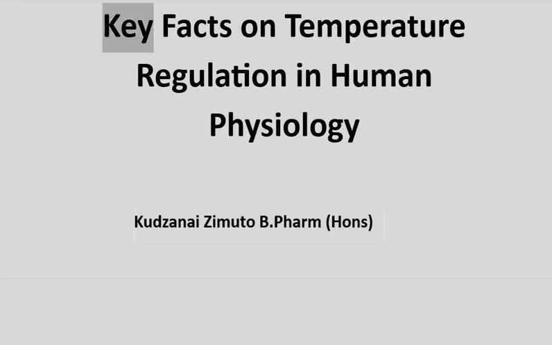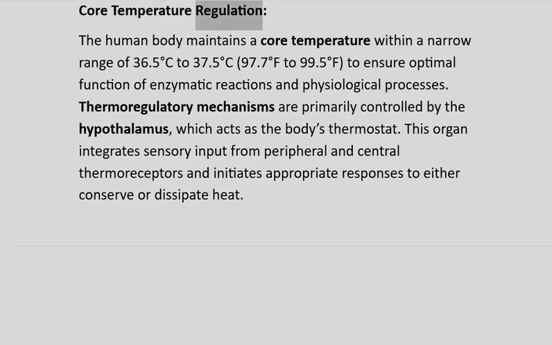Key facts on temperature regulation in human physiology. Core temperature regulation. The human body maintains a core temperature within a narrow range of 36.5 degrees Celsius to 37.5 degrees Celsius, 97.7 degrees Fahrenheit to 99.5 degrees Fahrenheit, to ensure optimal function of enzymatic reactions and physiological processes. Thermoregulatory mechanisms are primarily controlled by the hypothalamus, which acts as the body's thermostat. This organ integrates sensory input from peripheral and central thermoreceptors and initiates appropriate responses to either conserve or dissipate heat.